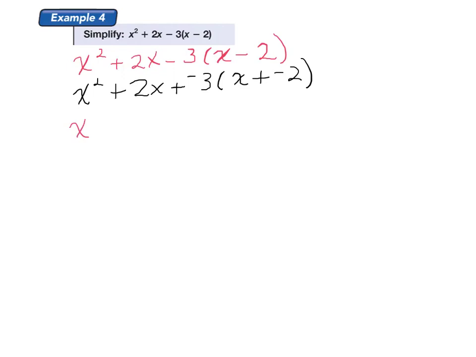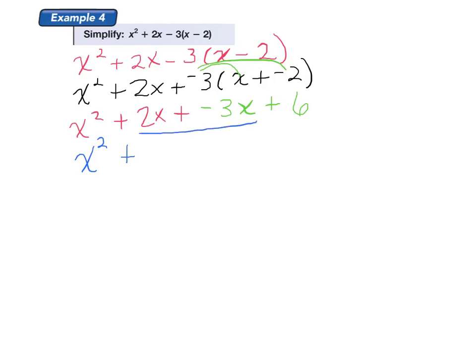We have x squared plus 2x plus, okay, now I'm going to take a negative 3 times x, which is a negative 3x, plus negative 3 times negative 2, which is a positive 6. Now I'm ready to combine some things here, okay? I think we'll do this. We have x squared plus, okay, we have 2x and a minus 3x.